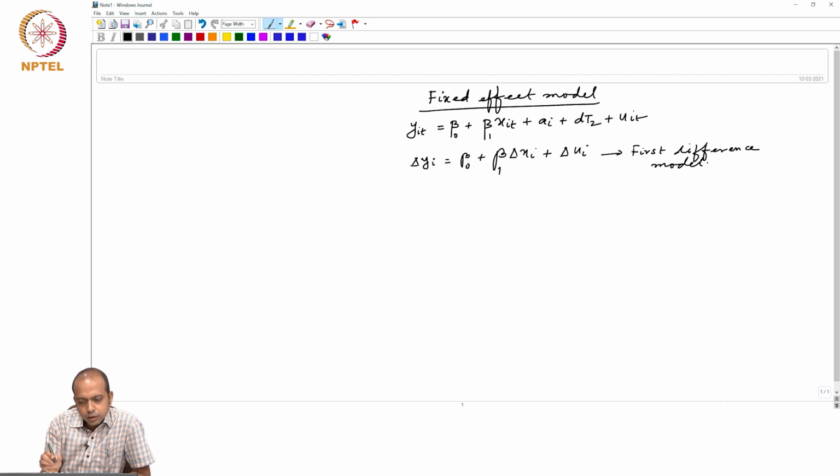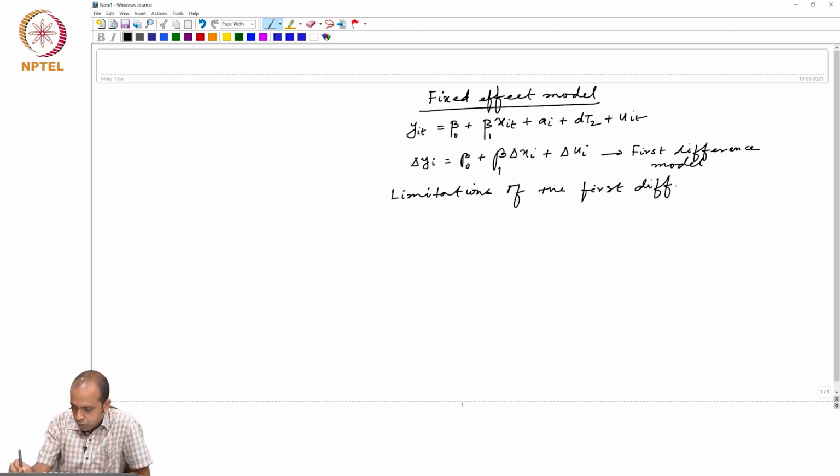Though we can apply OLS here, there are certain limitations in this first difference model. What are those that we have to keep in mind? Limitations of the first difference panel data model.